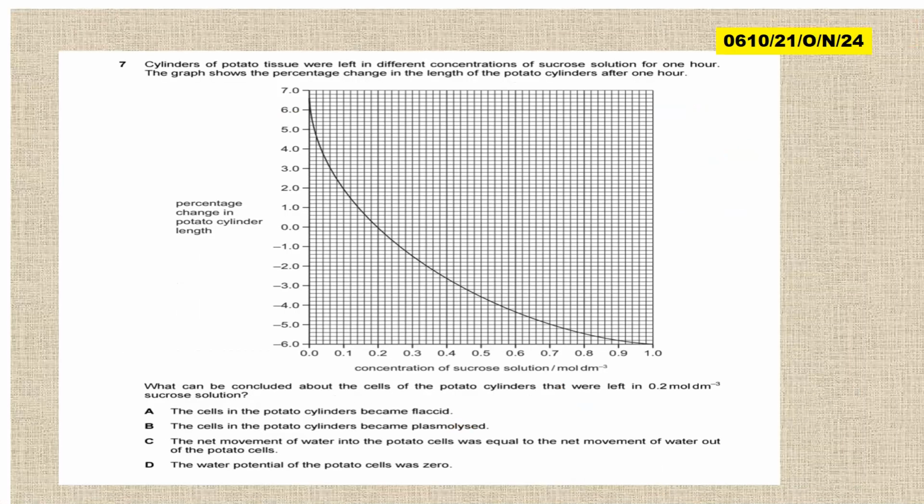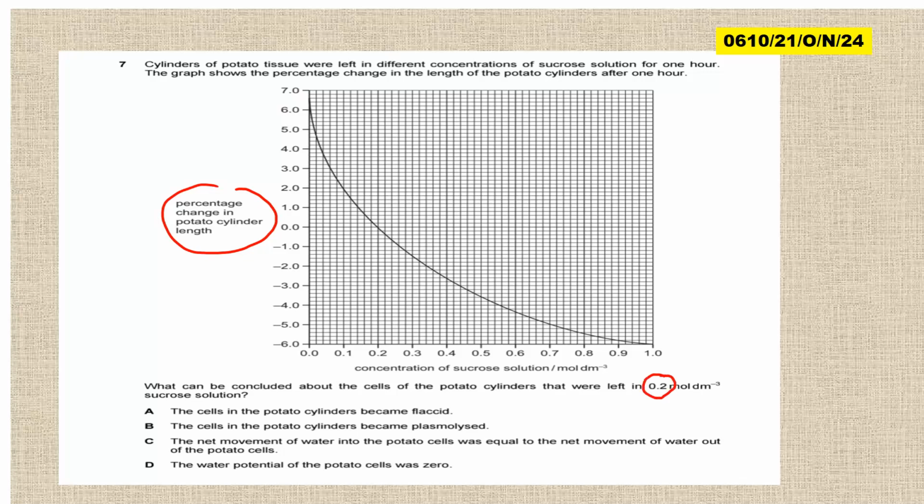Let us look at this one. This one is coming from paper 2, that is paper 2 variant 1, October, November 2024. Cylinders of potato tissue were left in different concentrations of sucrose solution for 1 hour. The graph shows the percentage change in the length of the potato cylinder after 1 hour. So here you have the percentage change in the potato cylinder. Then here we have concentration of sucrose solution in mole per decimeter cubed. Then what can be concluded about the cell of the potato that was placed in 0.2?